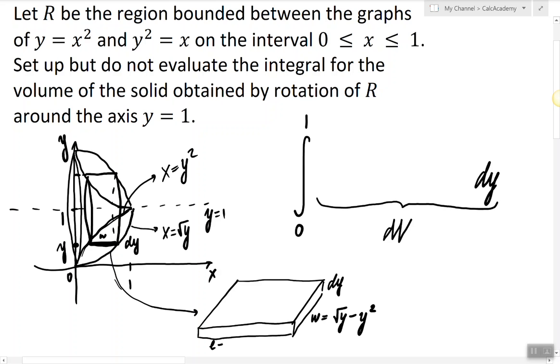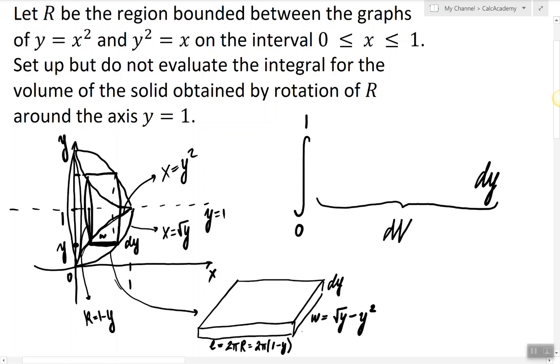Now, the length of this box will be equivalent to the circumference of the base of the shell, and for that we have to know the radius. The radius will be the distance from the axis of revolution to y. So the radius is 1 minus y, and therefore the circumference will be 2 pi r, but r is 1 minus y. So L is given by this expression.